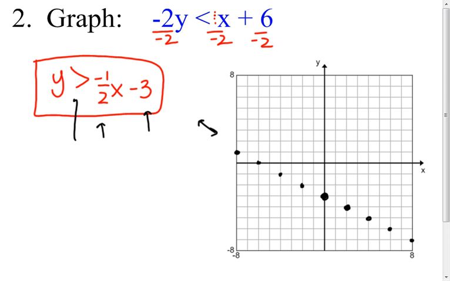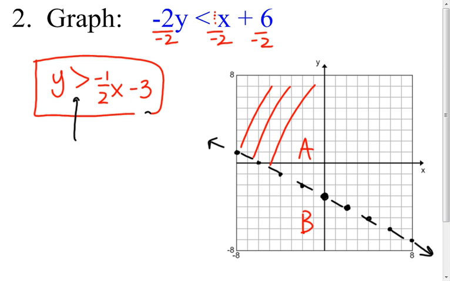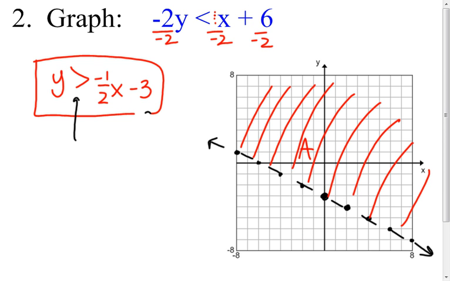Then, because my inequality symbol right there is not underlined, I will connect those dots with a dotted line. And so it should look like this. Okay, dotted line. And then you can see that it is a greater than symbol. So I need to shade all the spots that are greater than that line. So is A greater than the line, or is B greater than the line? And I hope you can picture that A is greater than the line. So I would shade above that line. Okay?